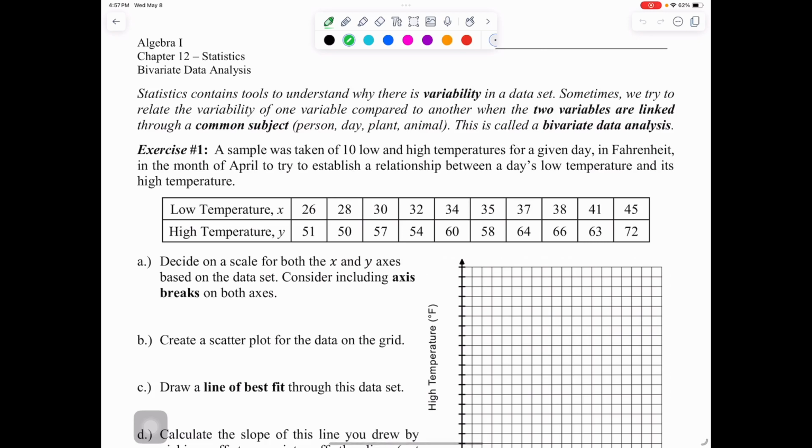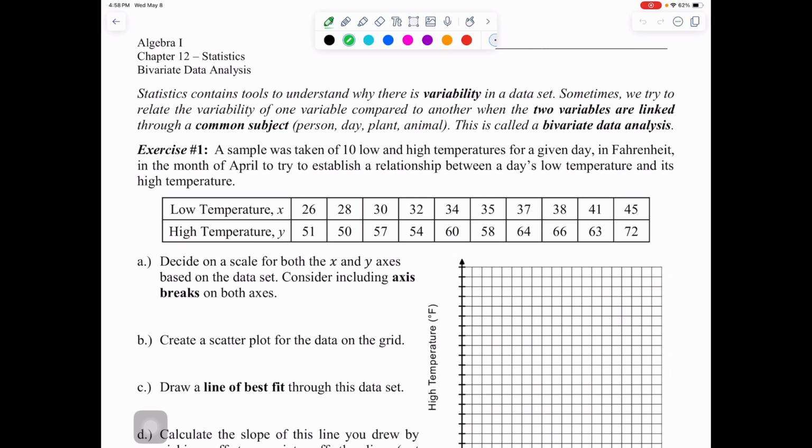Our next lesson is called Bivariate Data Analysis. So we're now going to move from one variable statistics into two variable statistics. Statistics contains tools to understand why there is variability in the data set. Remember, variability is how much things are different from each other.